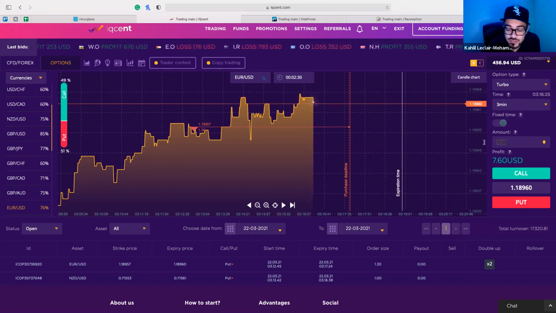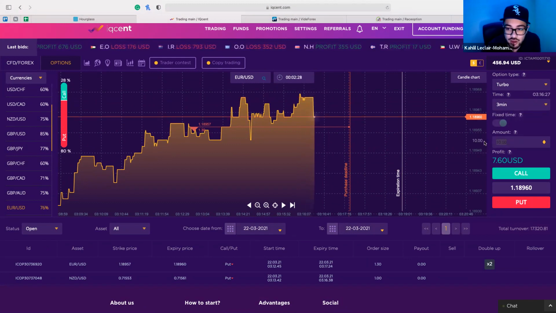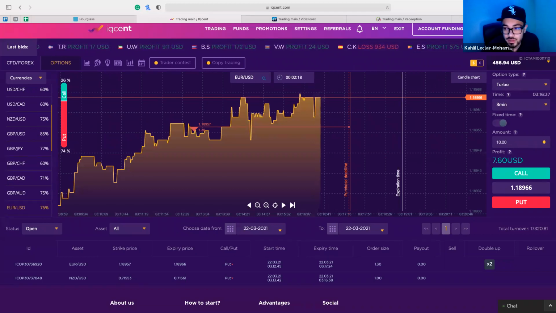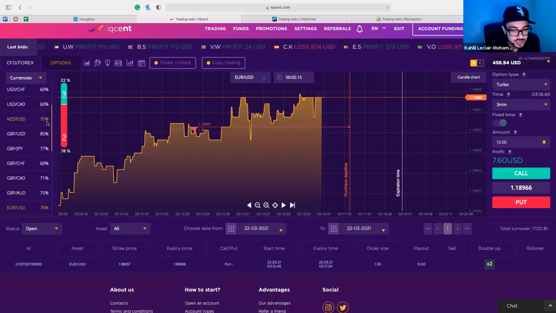And for the amount, this is where you enter the amount per trade that you're going to be taking. So this would be where you would enter $1 if you have $100, or $2 if you have $200, and so on and so forth. Is everybody understanding that? Does anyone have any questions on that?